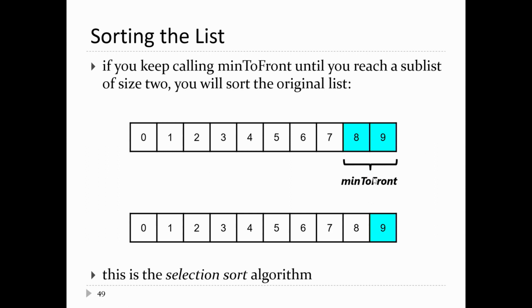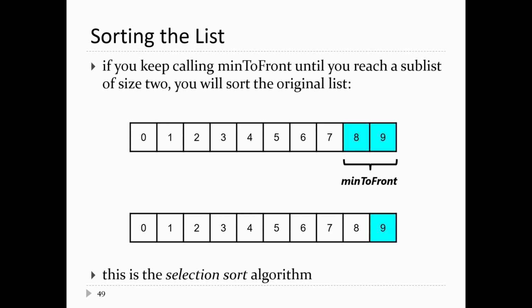Where the list is size 2. Remember what min to front does if the list is size 2, so after calling this method here recursively, it moves the 8 to the front of the list, and then I end up with the 9. If I call min to front again, min to front does nothing because the smallest element is already at the front of the sublist of size 1.